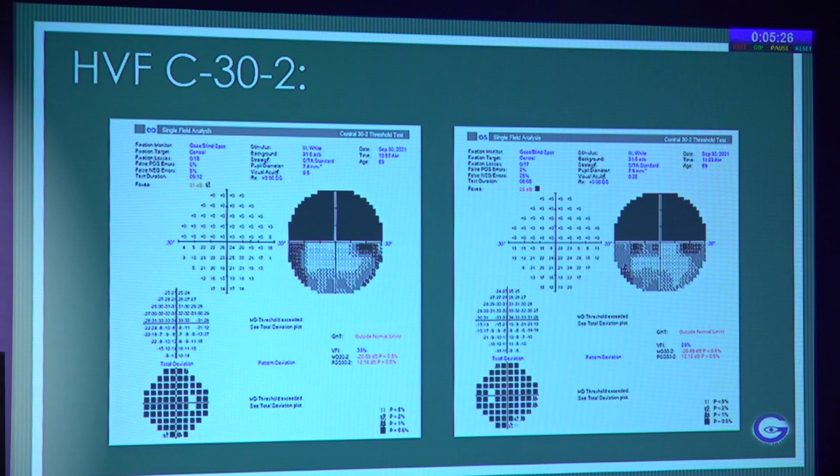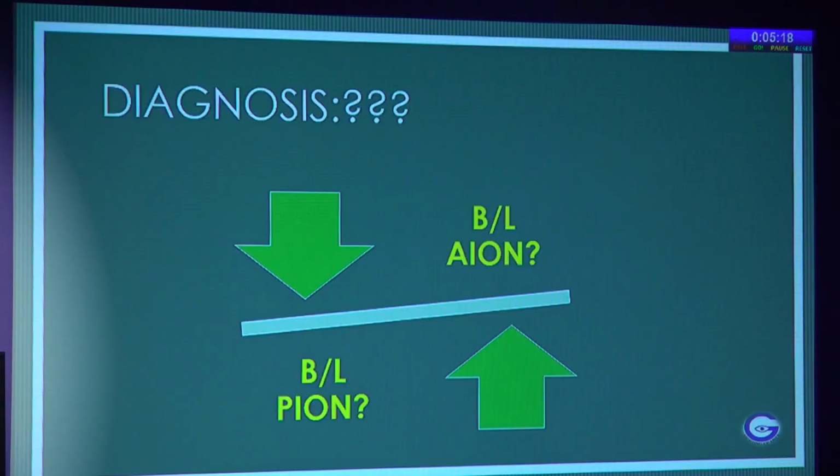So what is this we are seeing? Bilateral superior altitudinal defects. So is the patient having AION? That's the first thing I thought, but there are no disc changes, so it cannot be an anterior ischemic optic neuropathy. So is it a bilateral PION? I was wondering, but then I knew that it's quite rare and I have to image this patient.